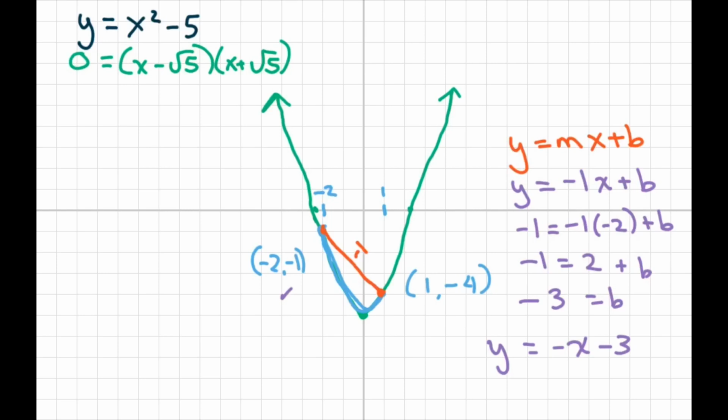And if you notice here on this equation, you see your y-intercept of negative 3. And what you want to do is actually extend this line, and there's your secant line like that.